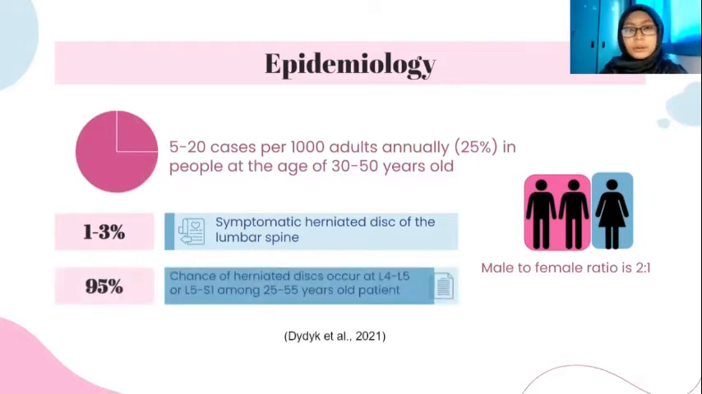The prevalence is most significant among 30 to 50-year-olds. Meanwhile, patients between 25 to 55 years old have an approximately 95% chance of herniated disc occurring either at L4 to L5 or L5 to S1.